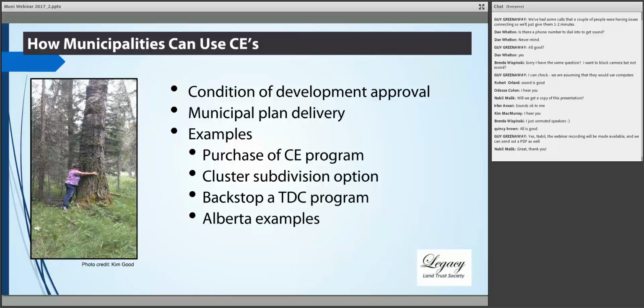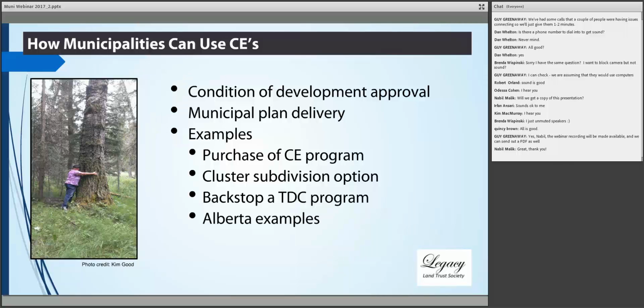And then cluster subdivision, that could either be a development application or it could be a municipal plan. A landowner or developer comes forward and says, this area is allowed to have X number of yard sites or buildings, and we want to pull them all together into one area. Can we do that? So it may be a condition, or they may have put it forward in their application, and we'll put a conservation easement on the rest.